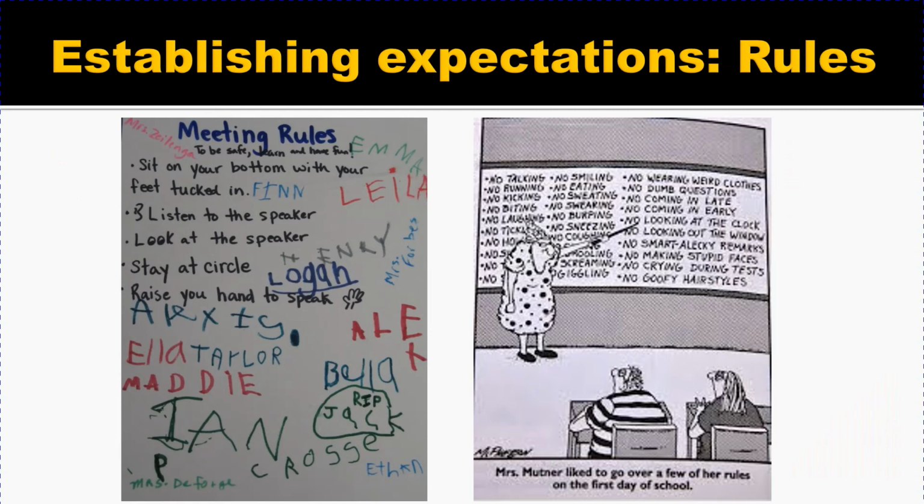Here you have two examples of school rules. These were generated by the ones on the left, children in a grade school, and they've come up with meeting rules, and they've all signed it. So this is their contract to each other. Now you can do that.